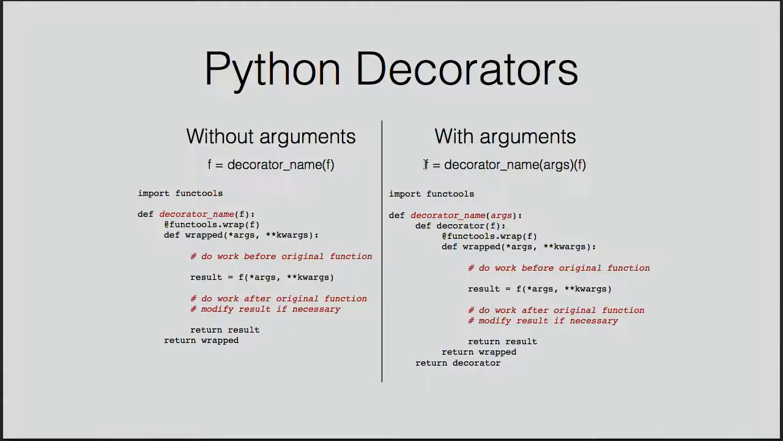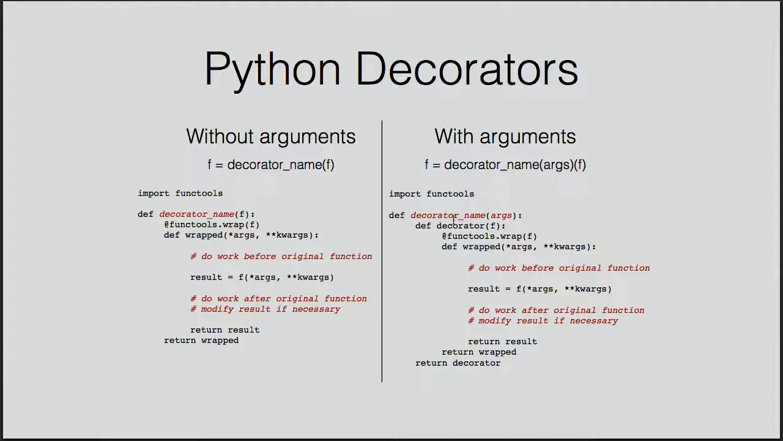The decorators that have arguments are a little bit more complicated. There's an additional level of indirection between the decorator and the decorated function. So here, if we look at the equivalent Python statement, here we have a decorator name with its arguments that returns a function. That function takes as argument the original function and returns a replacement function.